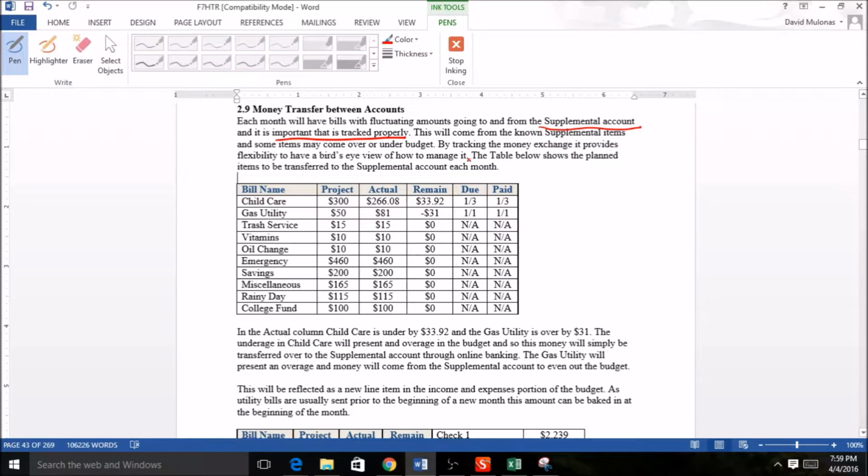So what we're saying here is we look at these items in here, okay? And this was a supplemental item as well as trash. So now we can look at something like childcare. What happens with childcare, and we'll go through these exercises in chapter 3, is that there was a projection of $300, right? The actual came in at $266.08. And you can see we have $33.92 remaining. So what do you do with that $33.92?